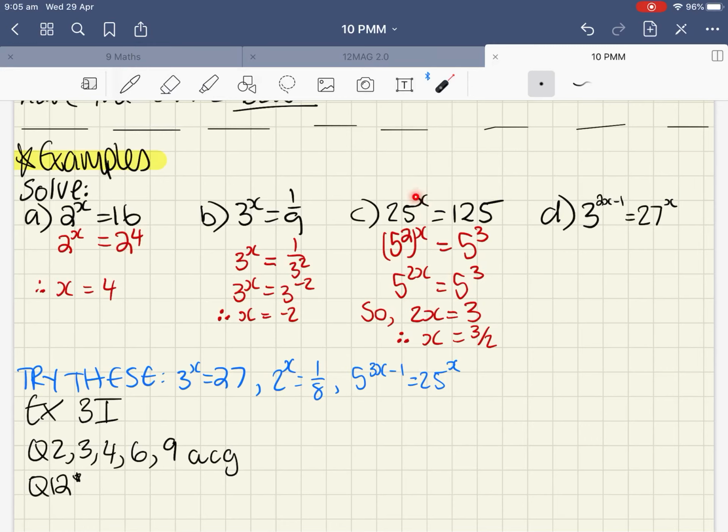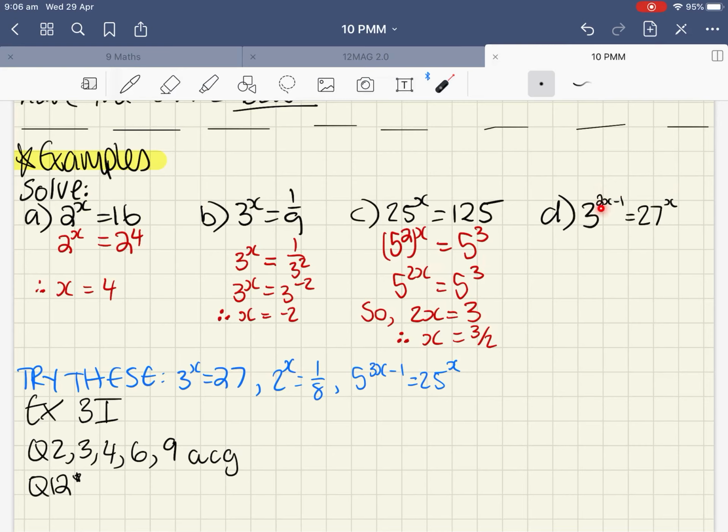And if you don't believe me, and if you always want to check in your exam, pop your answer into your calculator to double check. So as you can see, we're getting increasingly harder when we're evaluating these expressions, and we have to employ all these index laws along the way.